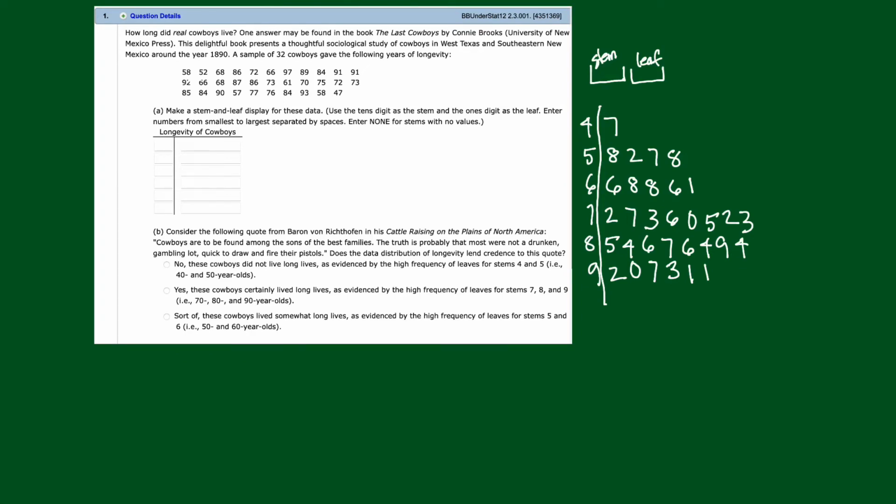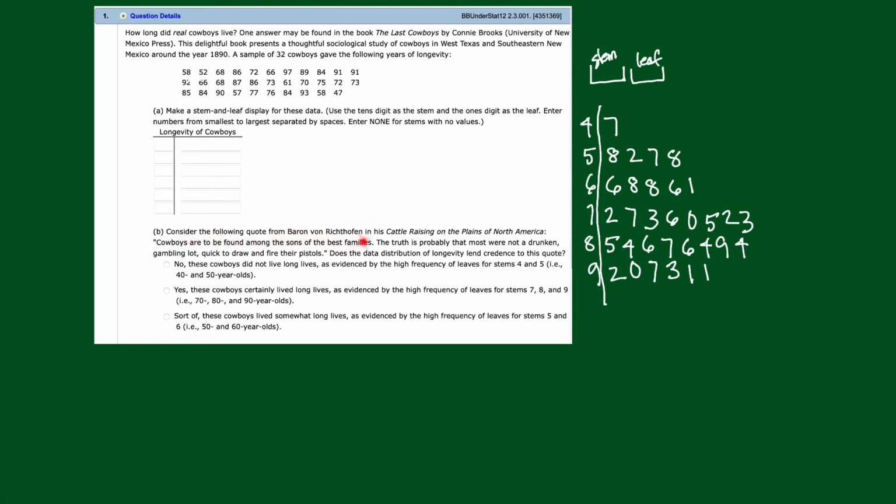Now, I didn't put my numbers in order. Some books like you to put them in an order. I don't think it's necessary. We're just trying to get a picture of what the situation looks like for how long these cowboys live. So here's a question down here.